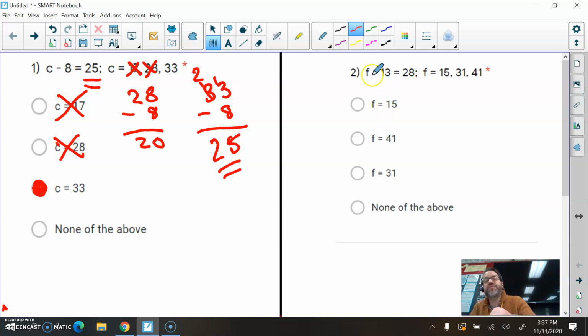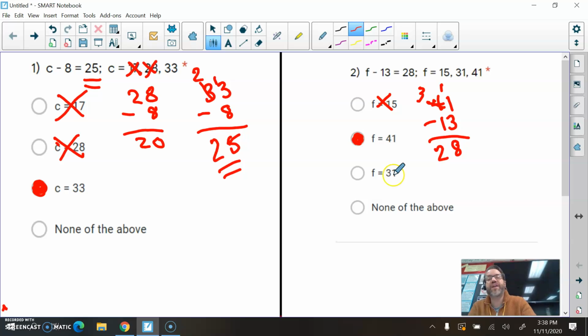Try each of these. Does 15 minus 13 equal 28? No, 15 minus 13 is 2. Will 41 minus 13 equal 28? Let's try it. 41 minus 13. Well, 3 from 1, that means we're going to have to regroup. This 4, we can make it a 3. This becomes 11. 11 minus 3 is 8. 3 minus 1 is 2. We have 28. Is that what we wanted? Yeah, we wanted it to equal 28. So 41 minus 13 does equal 28.